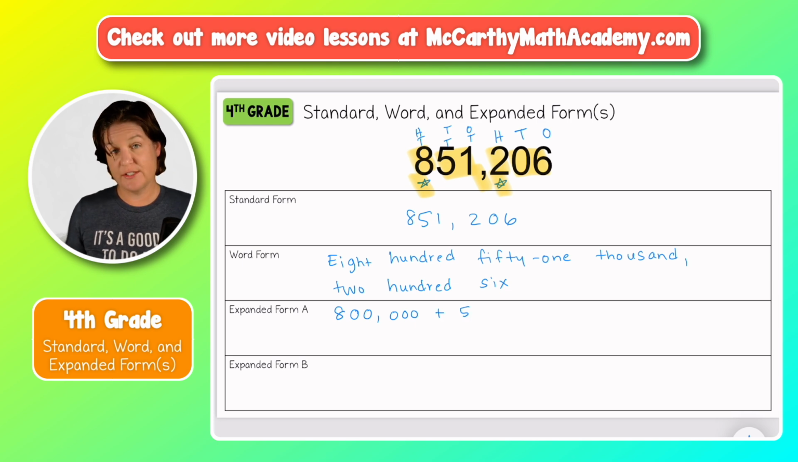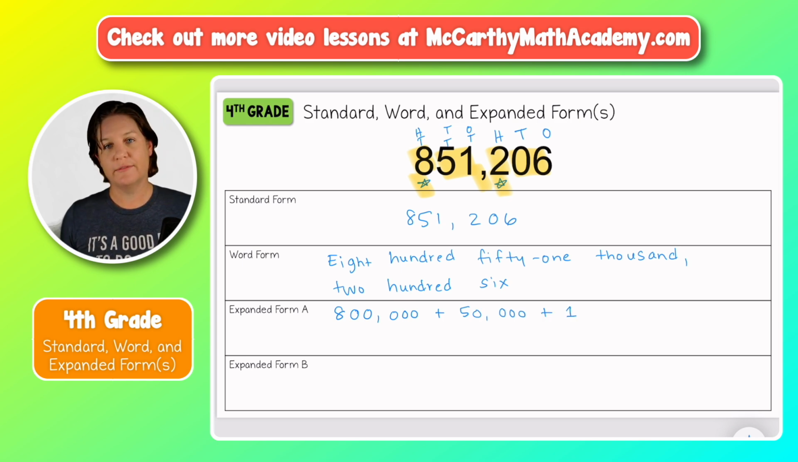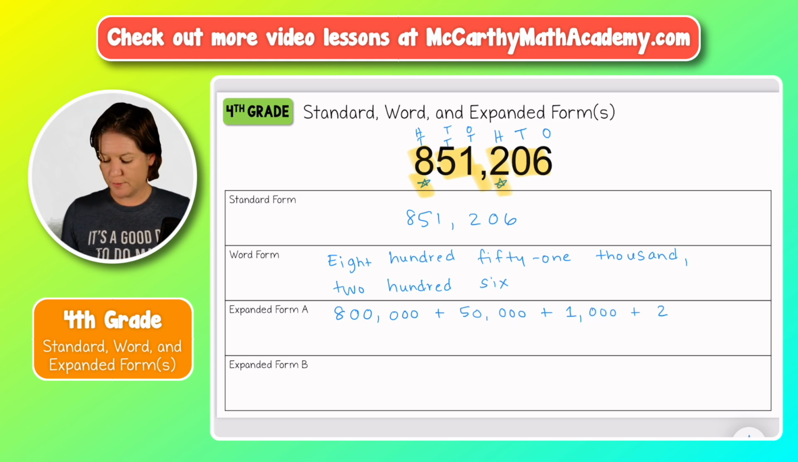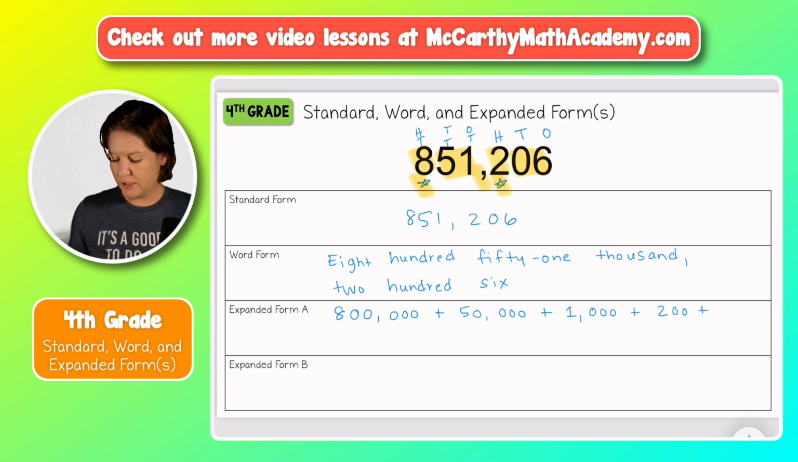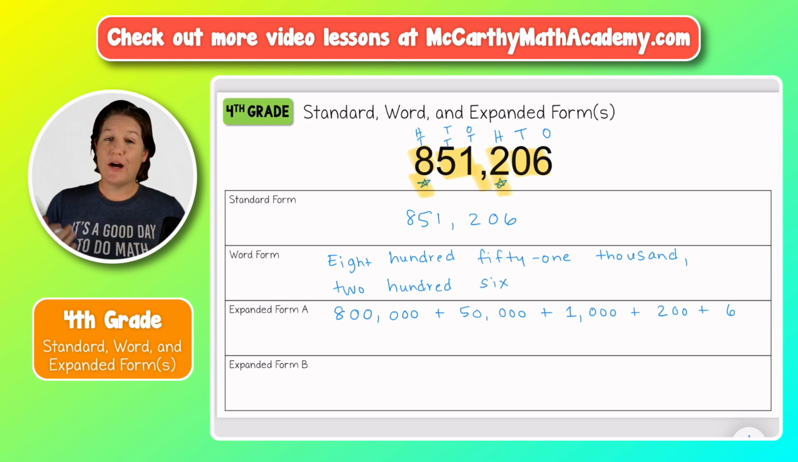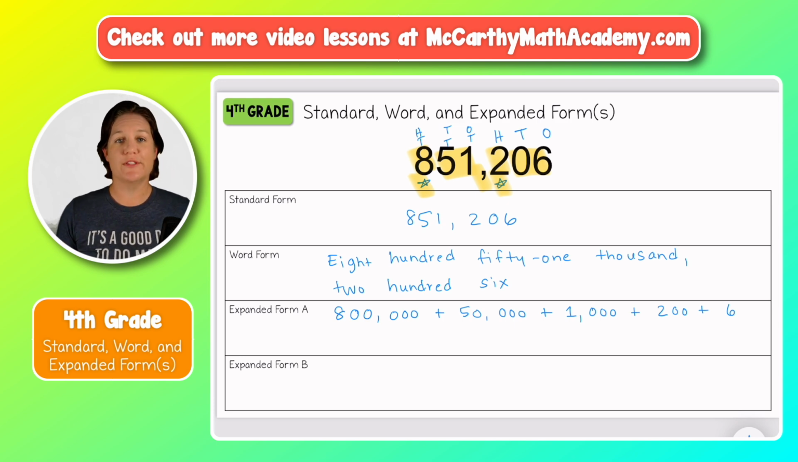Plus, our next digit is 5, which has a value of 50,000. Plus, our next digit is 1, that has a value of 1,000. Plus, the next digit is 2, that is in the hundreds place, so it has a value of 200. Plus 6. Notice I didn't put a 0 there because the 0 in the tens place does not have a value, so it's really unnecessary to put it into our expanded form. Now, would it be wrong if you put plus 0? No, you're observing the fact that it's there, but it's okay to not include the 0 because it doesn't have a value here.